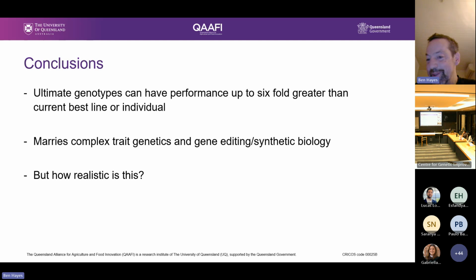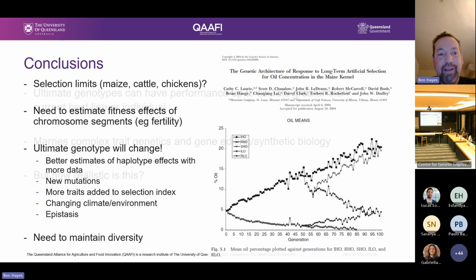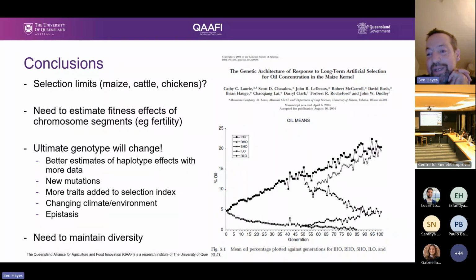A question you're probably all sitting there asking is, how realistic is this? How realistic is it to have individuals with 6-fold greater performance than the current best line or individual? And then you come to this discussion about selection limits. Do we see selection limits in our livestock and our crop species as well? And the answer is mixed, I guess. One of the answers is no, we don't really see selection limits.